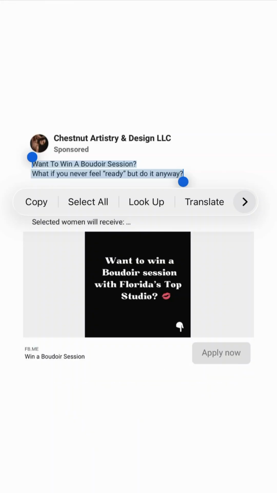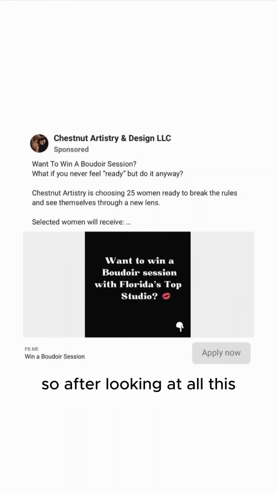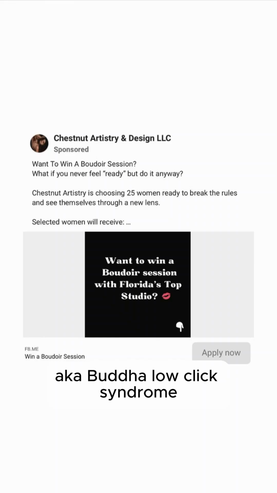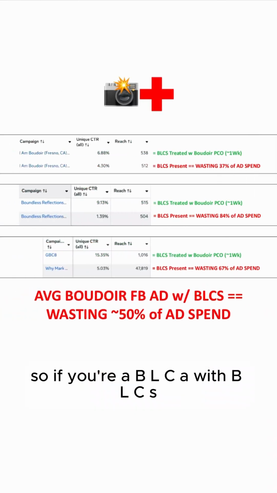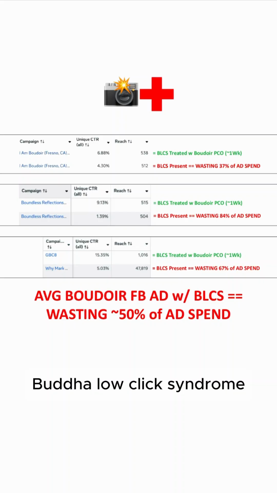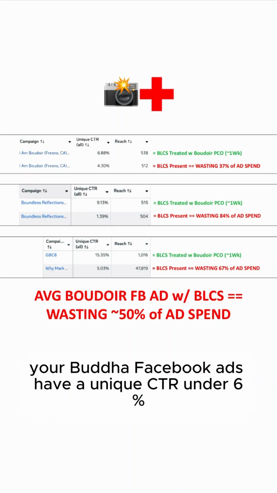So after looking at all this, my diagnosis is yes, I do believe this Boudoir Facebook ad has BLCS, aka Boudoir low click syndrome. So if you're a BLCA with BLCS, if you're a Boudoir low click advertiser with Boudoir low click syndrome, your Boudoir Facebook ads have a unique CTRL under 6%.